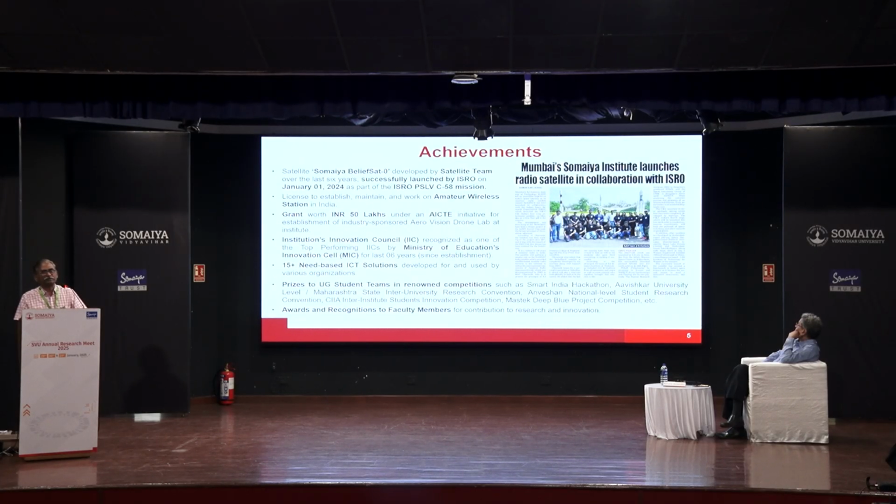As far as our major achievements, on 1st of January 2024, Somaiya Beliefs at Zero was launched, developed by our own team under the guidance of Dr. Umesh Shinde, who is present in the audience. It was launched with PSLV C58, and it successfully completed 6 months in orbit before decommissioning, working properly. Then we have an amateur wireless station, which is a licensed one. Recently we received a grant of 50 lakhs from AICTE for drones, and we are commencing that work. Initial inspection and other things have already been completed.